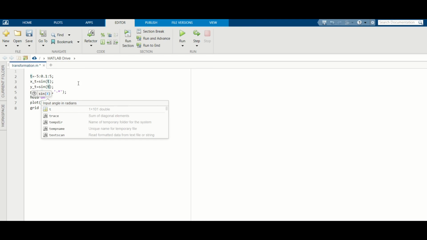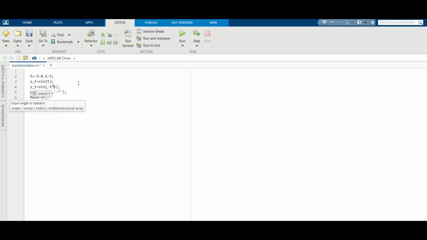For scaling, I've already explained what you have to do. You have to multiply some scalar to your independent variable. So let's multiply by minus 1 first. This is a special kind of scaling. When you multiply minus 1 with your signal, what happens? Let's see.